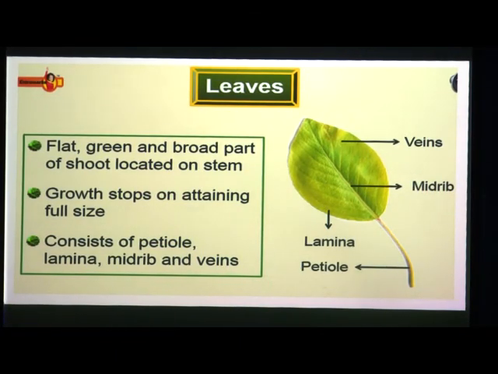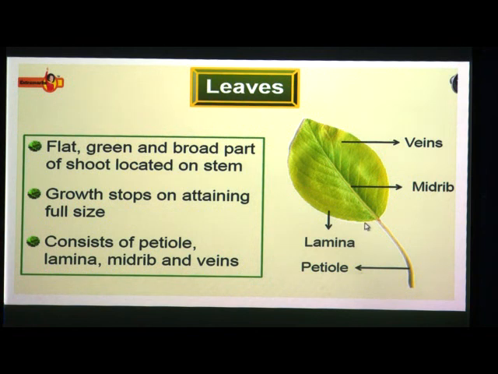Now, we are going to see about leaves. Leaves are of different shapes and sizes and of different colors. Some may be yellowish green, some may be dark green, light green. There are different shades of green. The green color in the leaves is due to the pigment chlorophyll in the leaf.